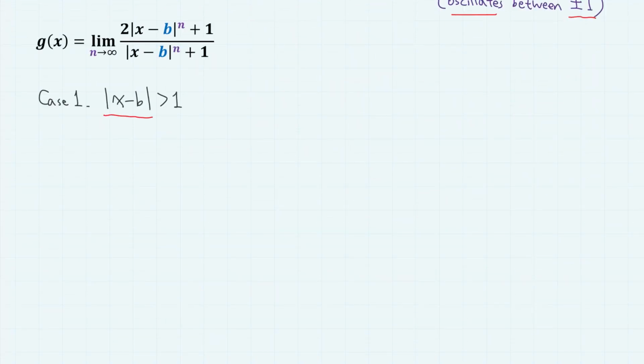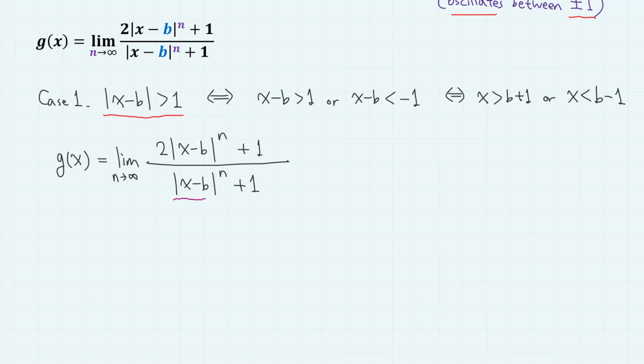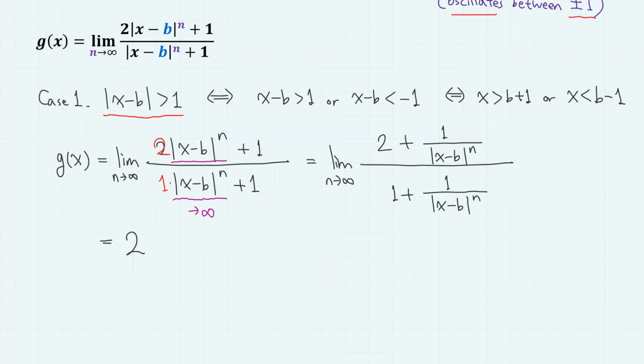First case, absolute value of x minus b is greater than 1. This condition is equivalent to x minus b is greater than 1 or x minus b is less than negative 1, which is again equivalent to x is greater than b plus 1 or x is less than b minus 1. In this case, absolute value of x minus b to the power of n goes to infinity. Since we have this expression on the denominator and the numerator, the entire fraction approaches the ratio between coefficients of highest order of magnitude terms, in this case 2. You can explain this by dividing both numerator and denominator by absolute value of x minus b to the power of n, and use the fact that these constant divided by infinity terms approach 0.